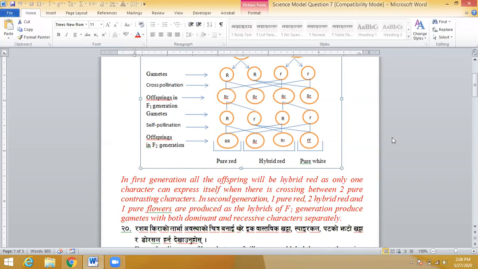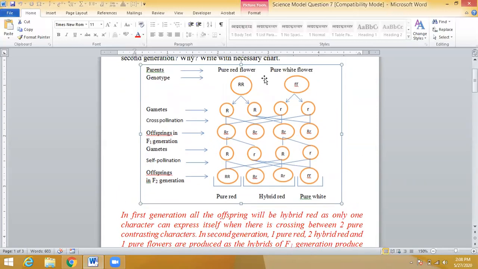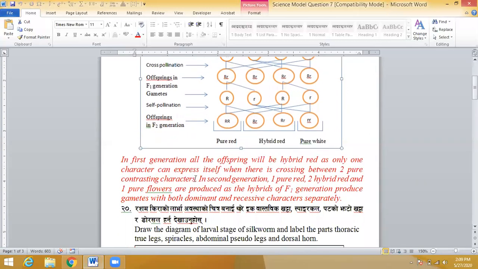And we all know that the father was pure red, the mother was pure white, and these were contrasting colors. Because of this only one color can win. In this case the red color has won, so all the babies are red in color. So that explains the first question.